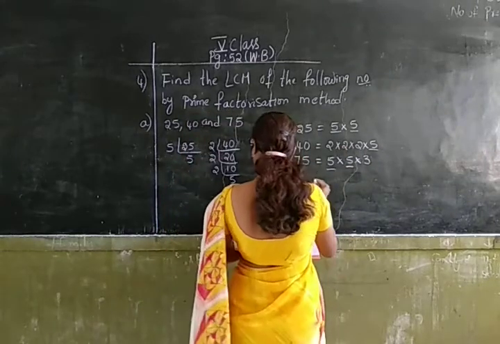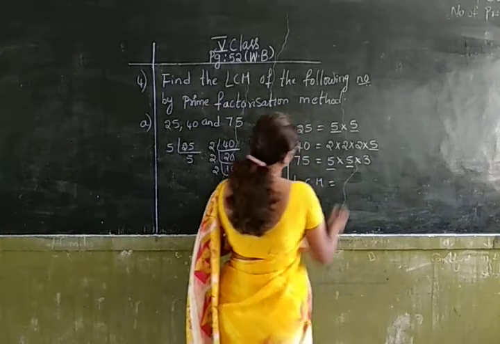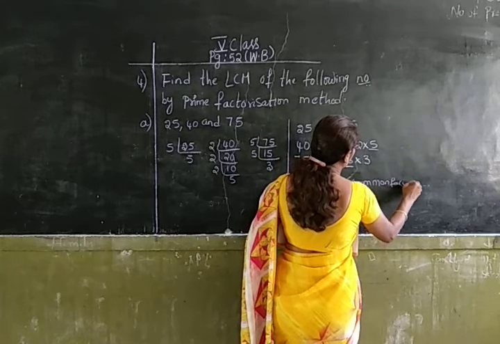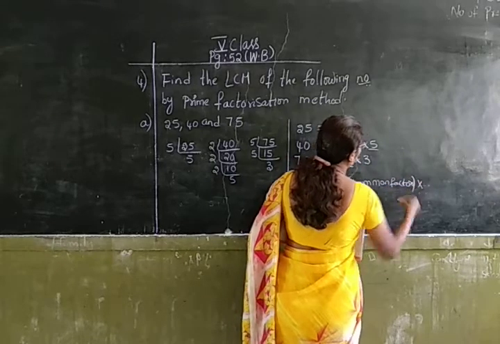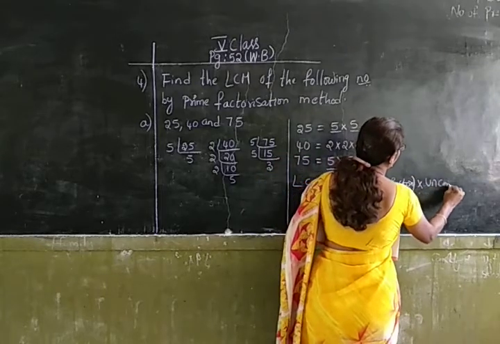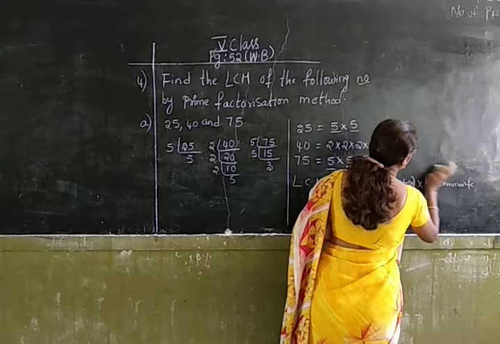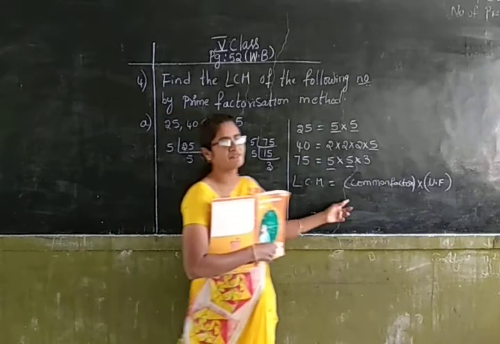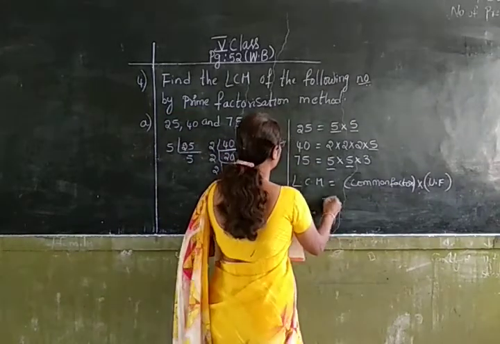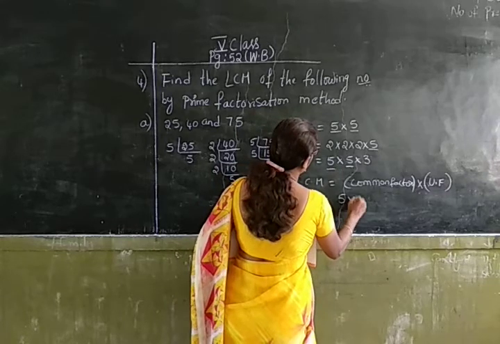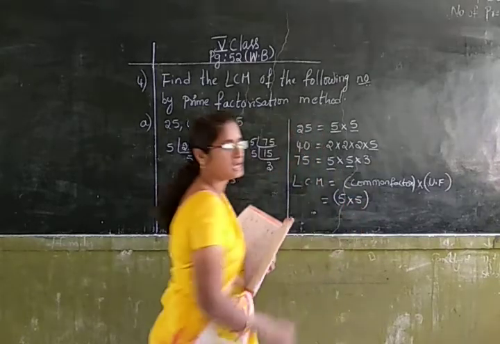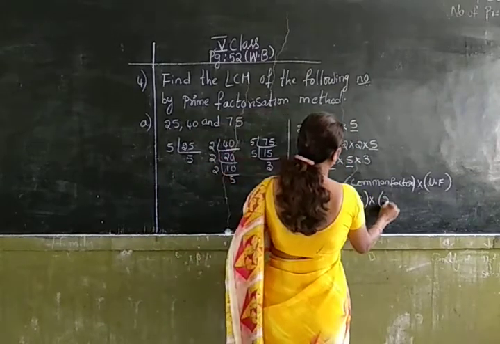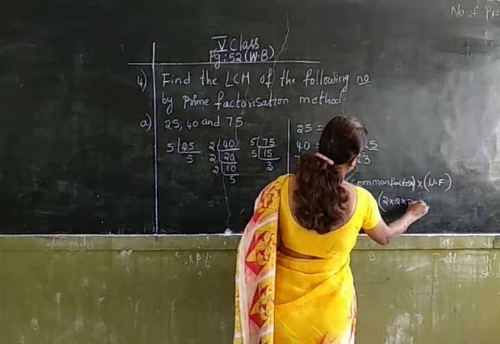Now let us write down the LCM. For writing the LCM, we have to multiply the common factors with uncommon factors. I am writing it in the short form. Here the common factors are 5 into 5, and the uncommon factors are 2 into 2 into 2 into 3.